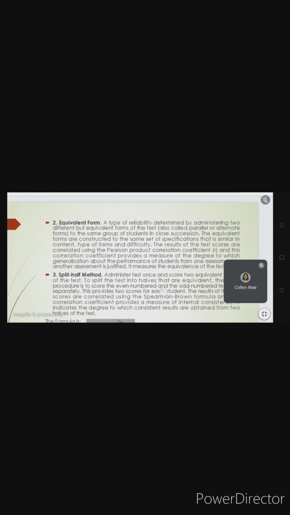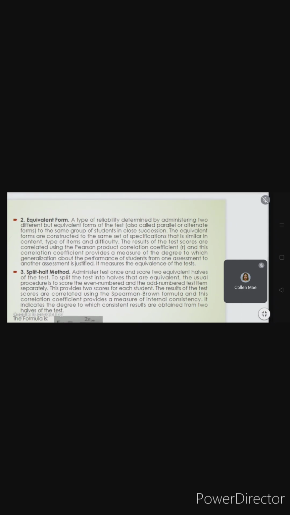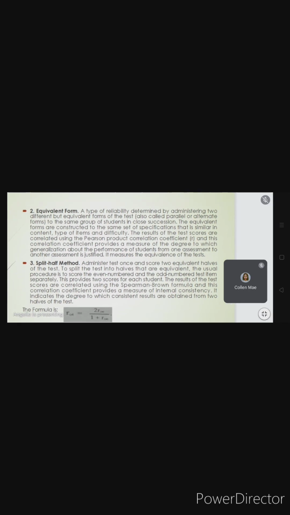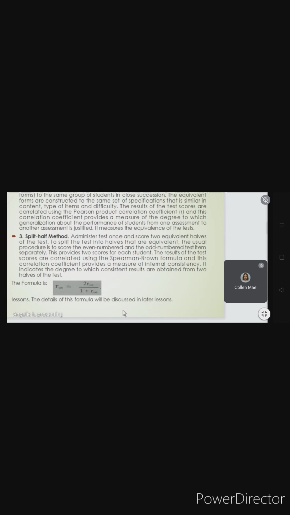And the second is the equivalent form. It is a type of reliability determined by administering two different but equivalent forms of the test, also called parallel or alternate forms, to the same group of students in close succession. The equivalent forms are constructed using the same set of specifications, that is, similar in content, type of items, and difficulty. The test scores are correlated using the Pearson product correlation coefficient, or r, and this provides a measure of the degree to which generalization about the performance of students from one assessment to another is justified. It measures the equivalence of the tests.